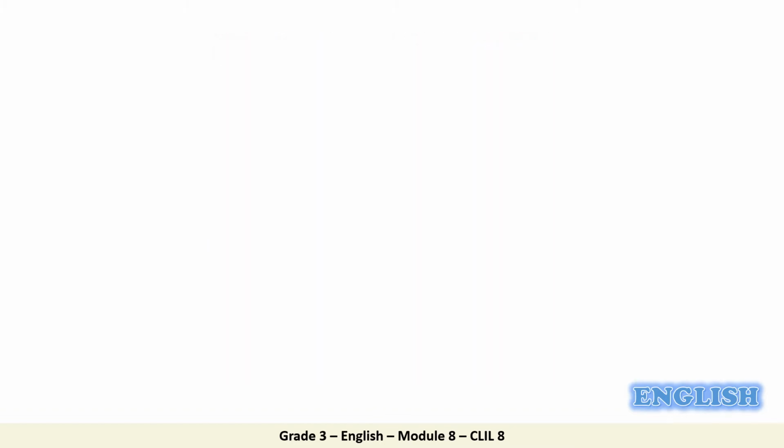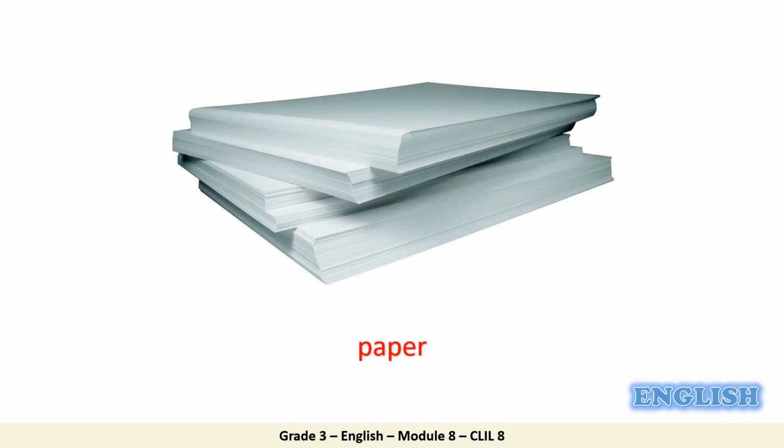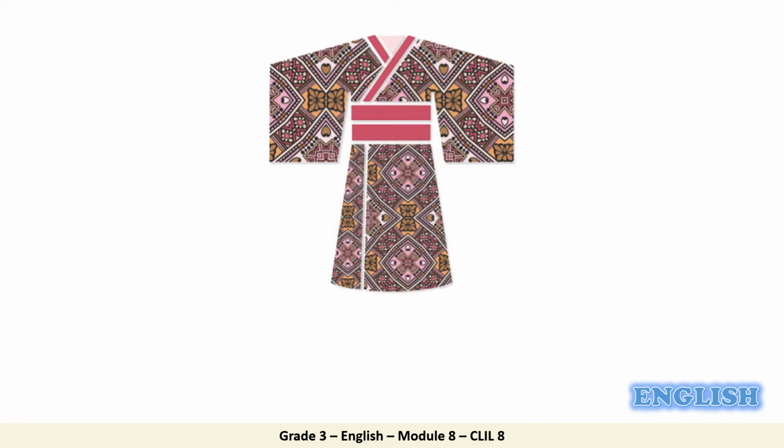I will not show you a picture this time. Listen carefully to the sound and think of the vocabulary word. What do you think our new vocabulary is? Good job. Paper. Now look at the picture and think. What can you see? Wonderful. Kimono. Do you know it's the traditional cloth of which country? You are right, Japan. And what is the traditional cloth of people in Qatar? Excellent. Shayla and abaya for women and thobe for men.